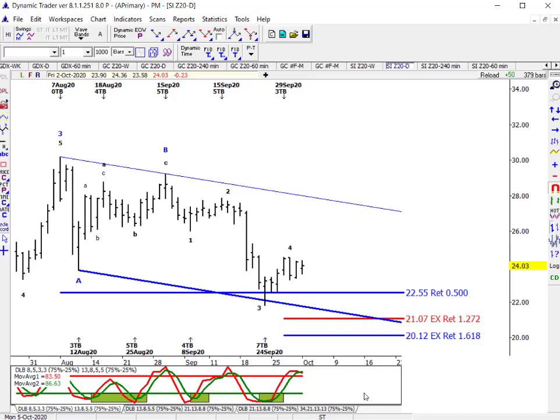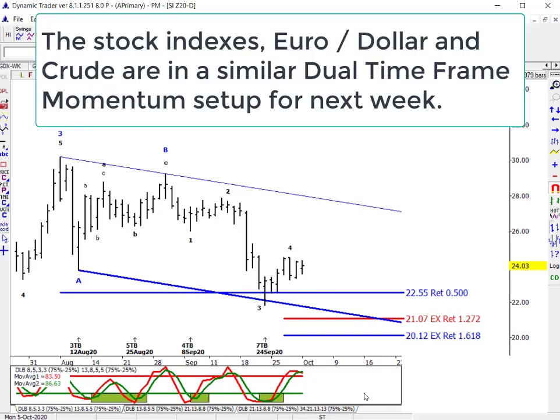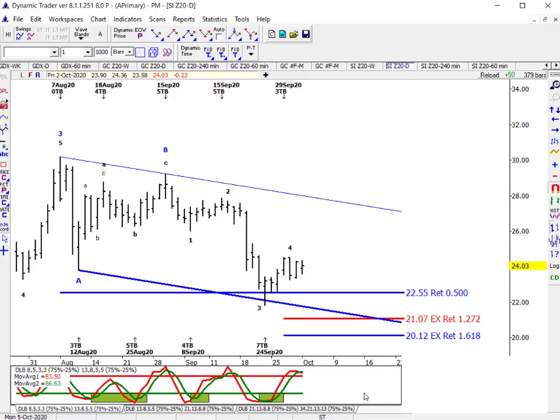A lot of opportunities. Let me tell you, the S&P and the stock indexes are in a very similar dual time frame momentum setup coming up at the end of this coming week. And there are very specific parameters, whether it's going to be a go long setup or whether we avoid that. But we use the dual time frame momentum setups frequently once we get near extremes and when our other technical analysis indicates that we're at or near a reversal. So stock indexes, take a look at the euro, very similar. Take a look at crude, very similar setup.